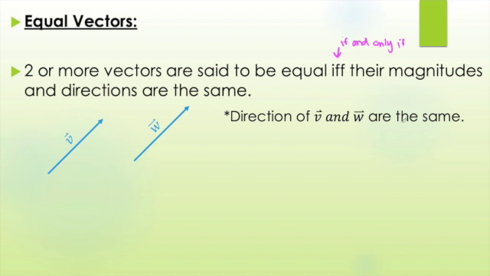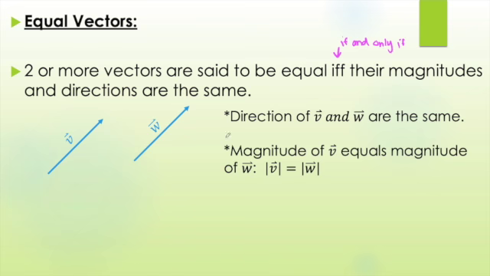They are the same because they have the same direction, right? Both arrows point in the same direction, northeast. The magnitude of vector v equals the magnitude of vector w. You can see that they're the same length. You could measure them if you wanted to be exact.